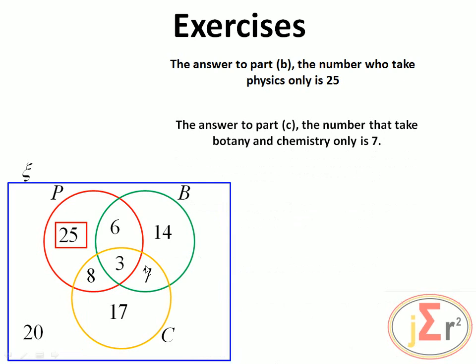So we have botany and chemistry. But the region for botany and chemistry is all of this. Botany and chemistry. However, we have 3 right there in physics also. So then, those that are in botany and chemistry only will be those in this region right here. And of course, we have 7 elements.